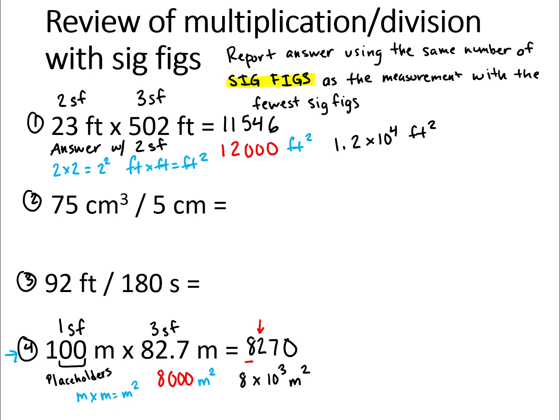Alright, now we got to do division. Same rule. We have to use the same number of sig figs as the measurement with the fewest sig figs. So let's start with number 2. We've got 75 centimeters cubed and 5 centimeters. How many sig figs should our answer have?